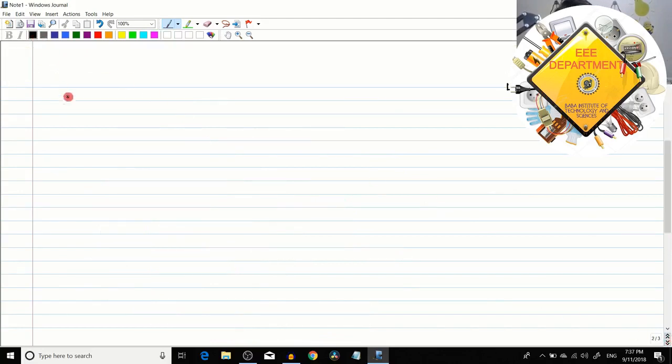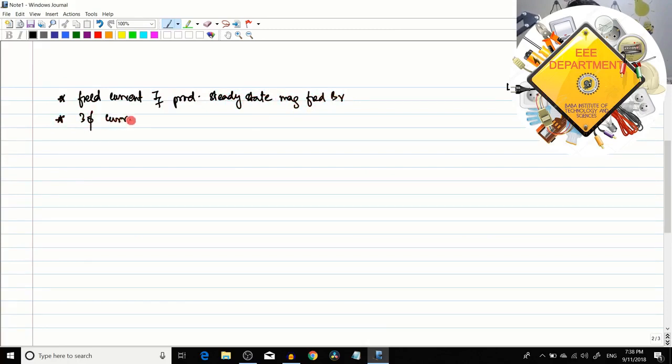Let me write a few points here. The field current IF produces a steady state magnetic field BR. That is what I have explained. When three-phase currents are given to the armature, which has three-phase windings, it produces a rotating magnetic field. In this case, I assumed the rotating magnetic field to be in the counterclockwise direction.